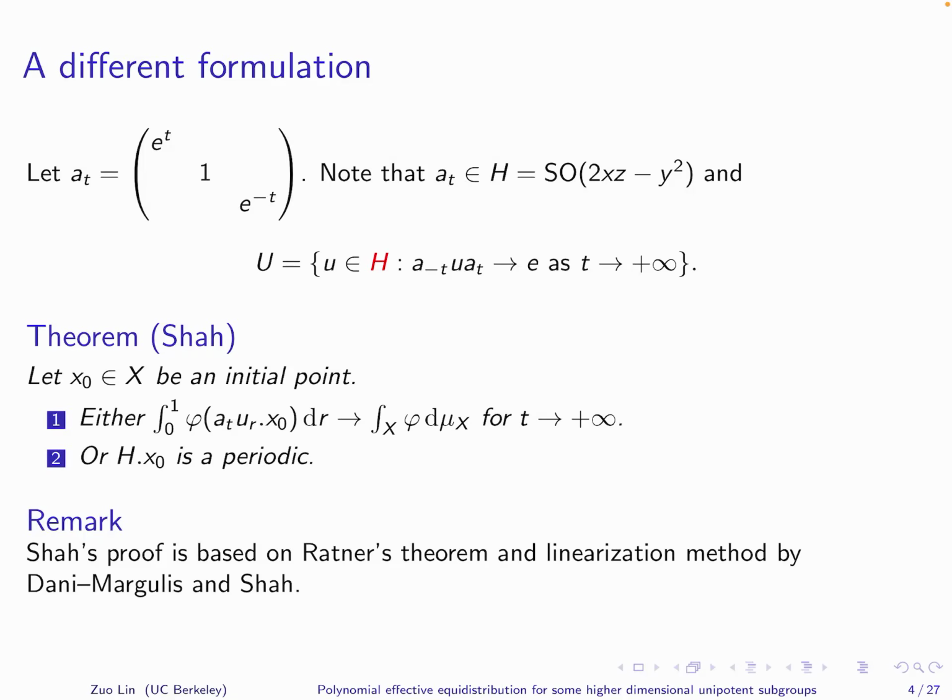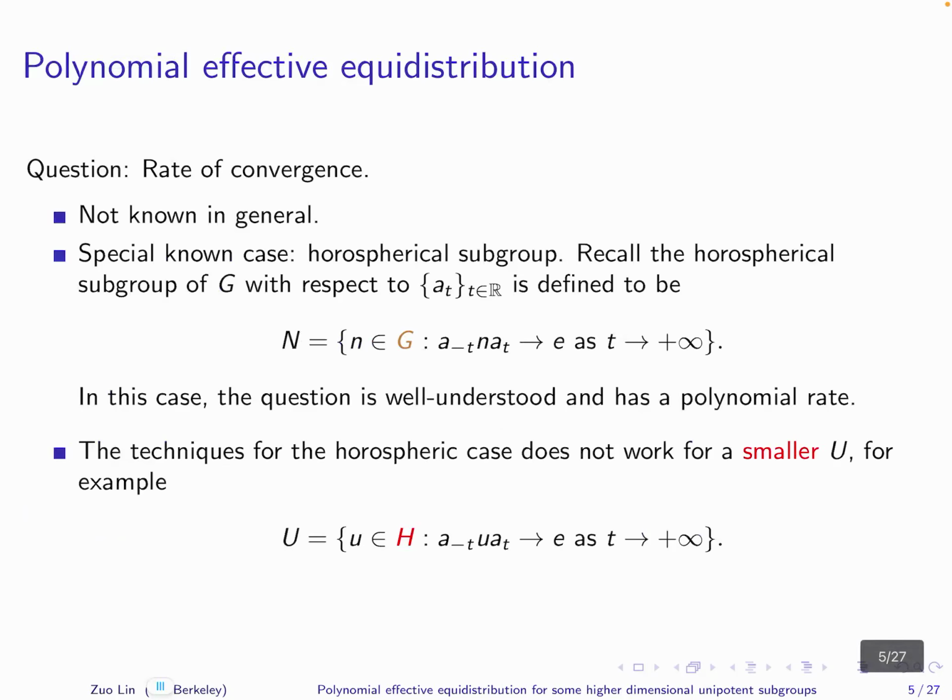Now let me move on to the main objects, or the main questions, of this talk. I want to talk about something related to polynomially effective equidistribution. So the question is whether we can get a rate of convergence in the previous settings or some more general settings. But sadly, it is not known in general, though some special cases are known. For example, the most well-known case is the horospherical subgroups case. And by horospherical subgroup, I mean the horospherical subgroup inside this larger group.